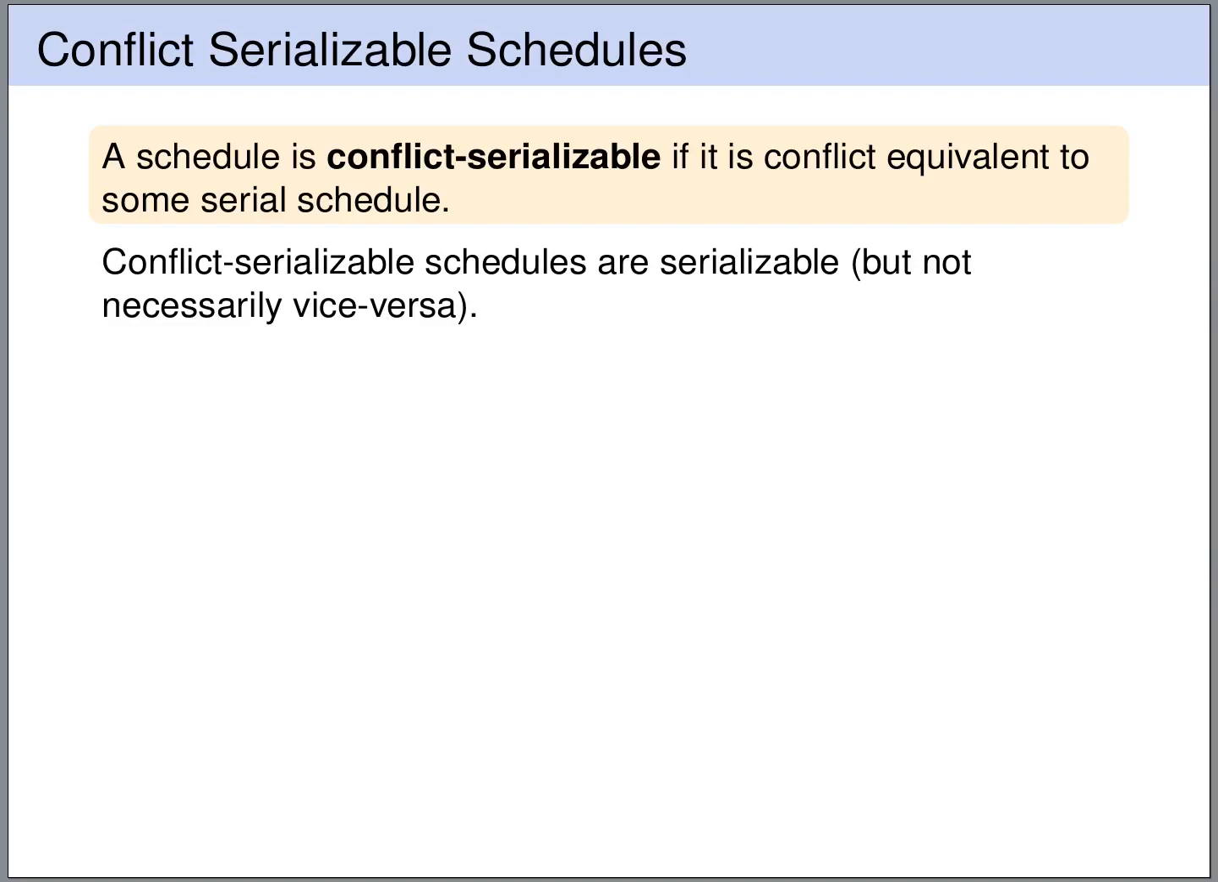A schedule is said to be conflict serializable if it is conflict equivalent to some serial schedule. So if the schedule can be transformed via a sequence of non-conflicting swaps into a serial schedule. In particular, this means that the conflict serializable schedule has the same effect on the database as some serial schedule, and hence every conflict serializable schedule is serializable. The other way around does not always hold. There are serializable schedules that are not conflict serializable.